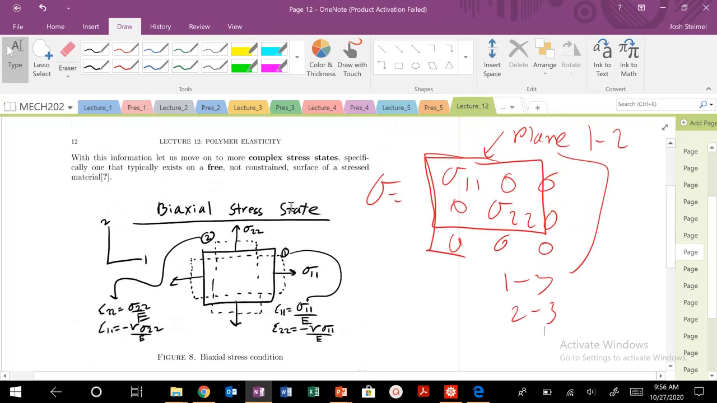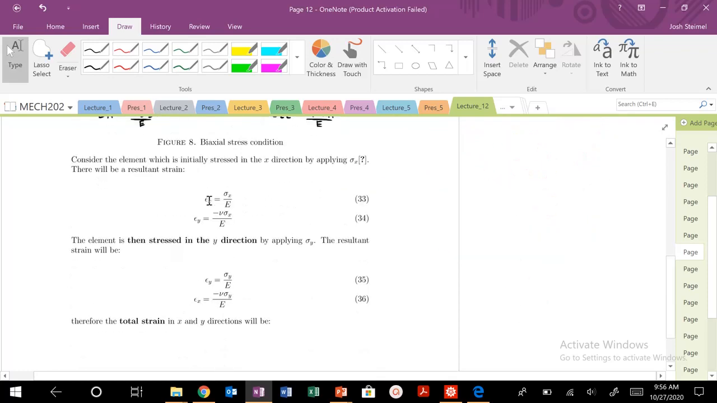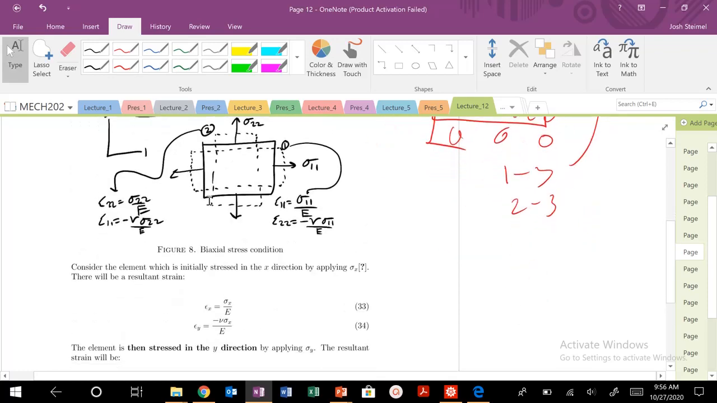So we have some kind of unconstrained surface here, and let's think about a scenario where first we stress in the x direction, or the 1 direction here. There's going to be some resultant strain. If I apply my first step, a stress sigma 1-1, there's going to be a strain epsilon 1-1 that's given by this. So let's break this down piece by piece.